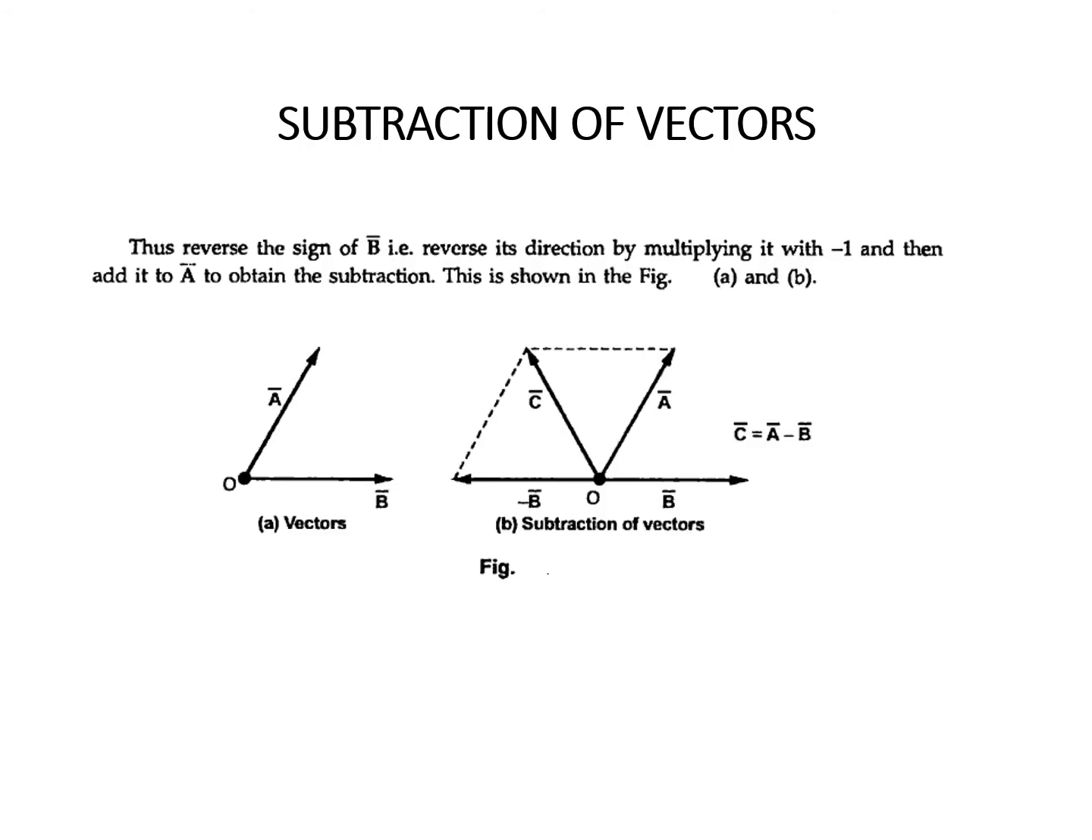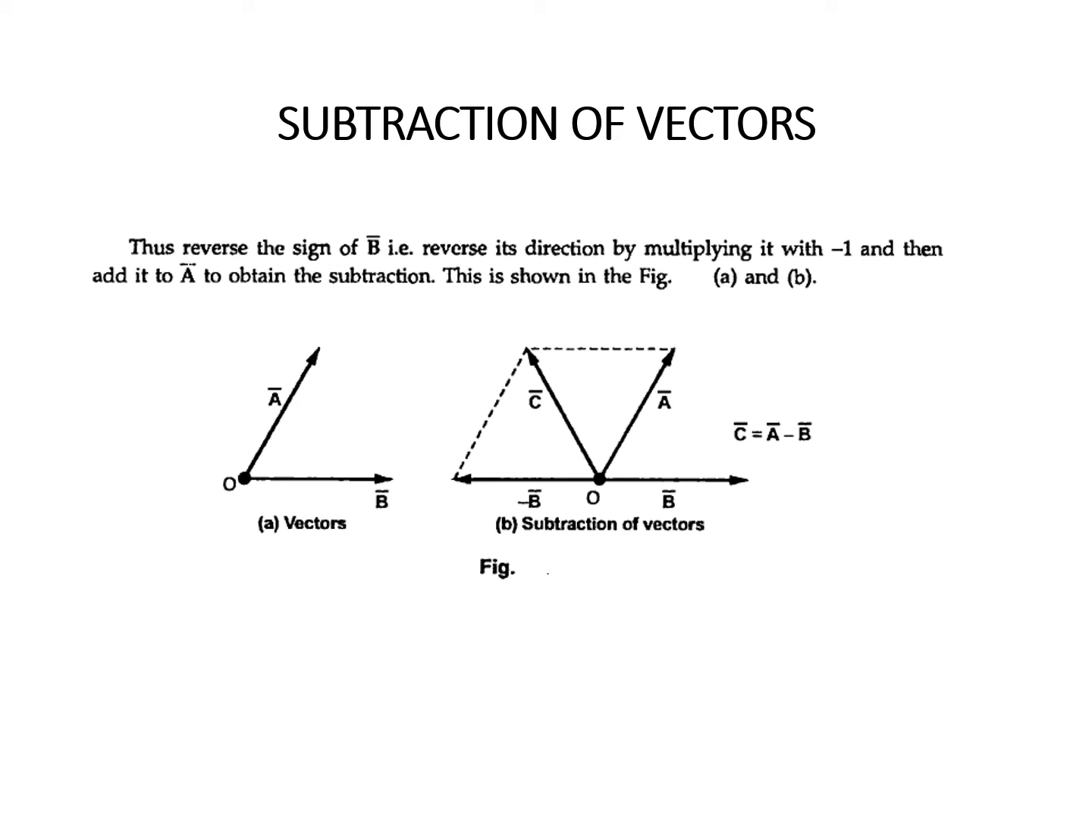Subtraction of two vectors. So how to subtract two vectors? Consider two vectors, A vector and B vector. We have to find A vector minus B vector. The answer is the resultant vector, a C vector. To subtract the two vectors, we have to reverse the sign of the B vector. That is, reverse the direction by multiplying it with -1, and then add it to the A vector to obtain the subtraction.